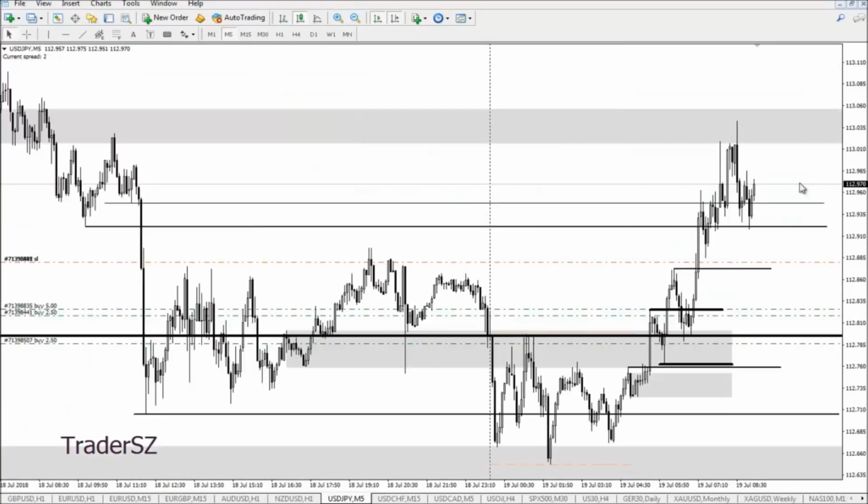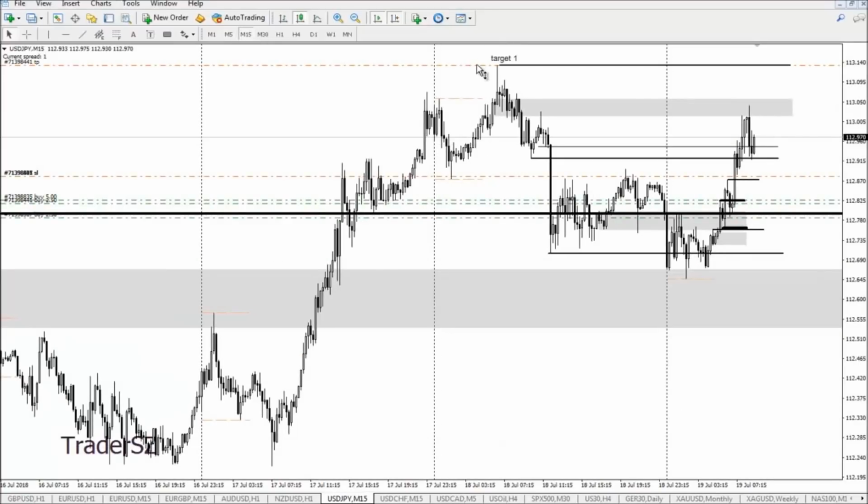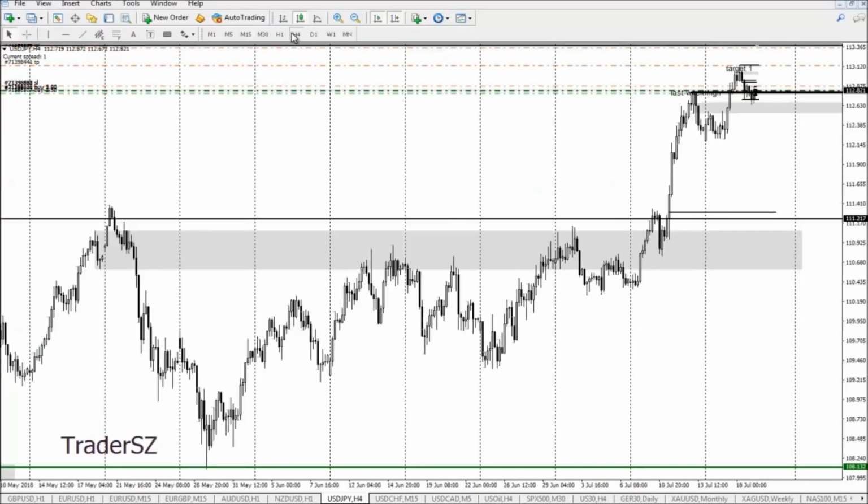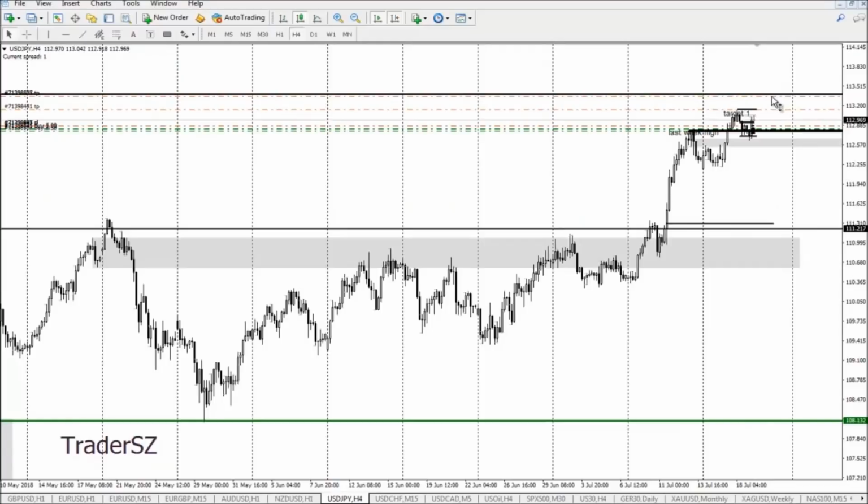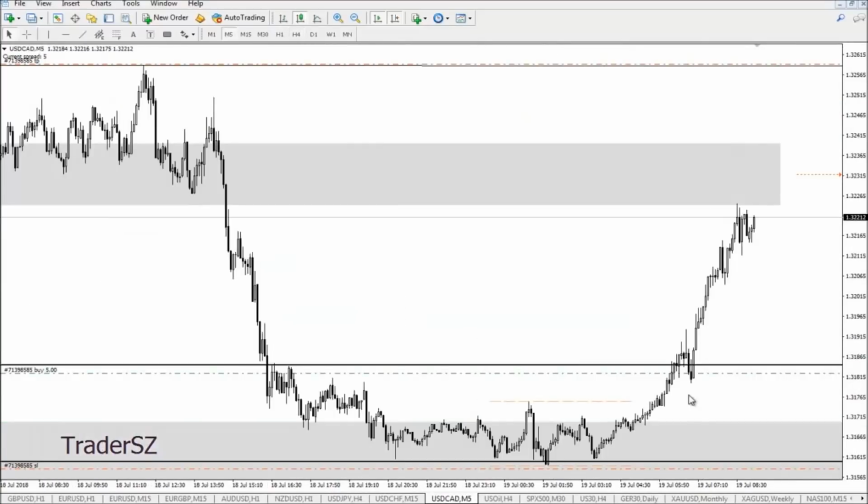That's fine. Hopefully we can clear this level. Then I can trail my stop losses further and maybe even add another position. But this is my first target, which is yesterday's high, and second target I'm holding for around here, 113.35. The other trade, dollar CAD, went nicely.